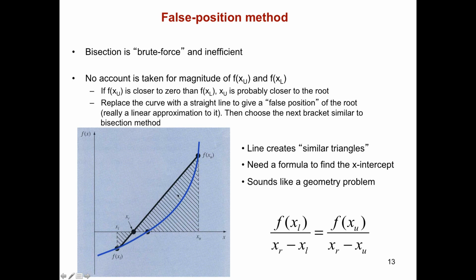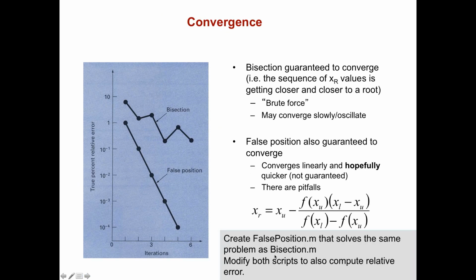Geometrically, these two triangles are similar. If they're similar, then f of xl divided by this length here, which is xr minus xl, is equal to f of xu divided by the length of this side. From that, I can estimate what xr is. When I solve it, xr equals xu minus f of xu times xl minus xu, divided by f of xl minus f of xu. So this is basically a one-line change to my bisection code.